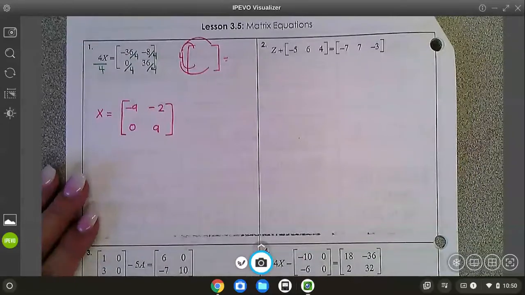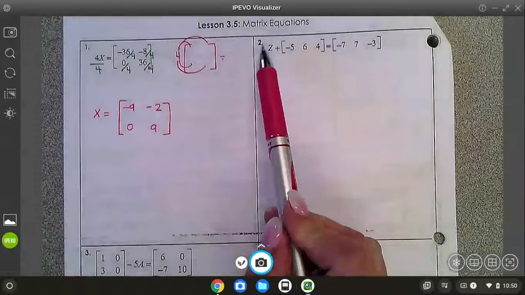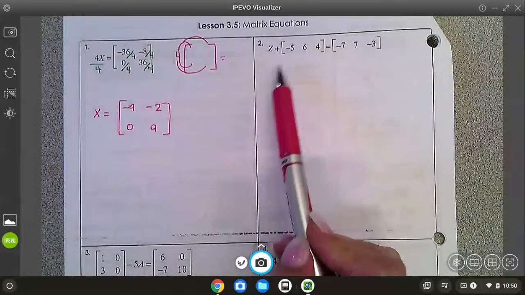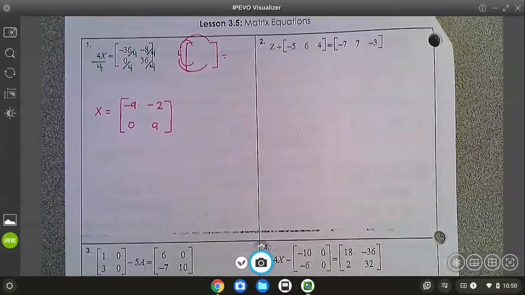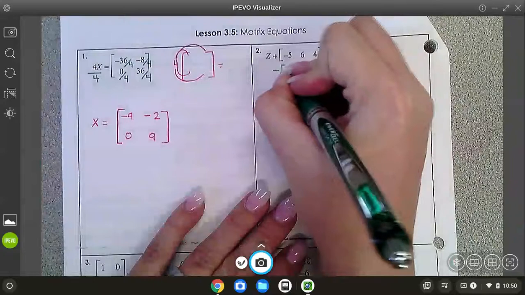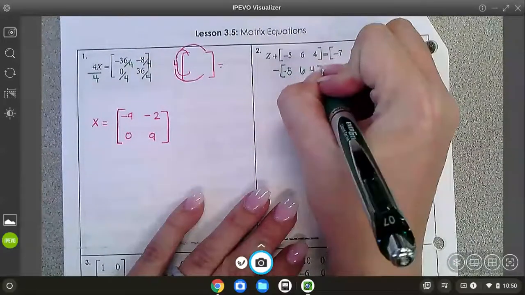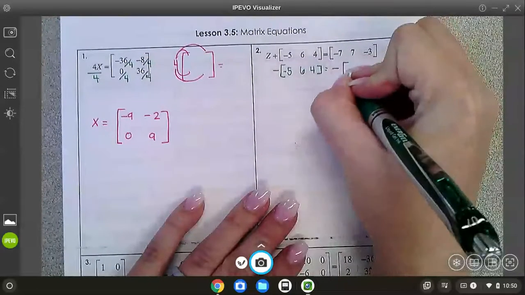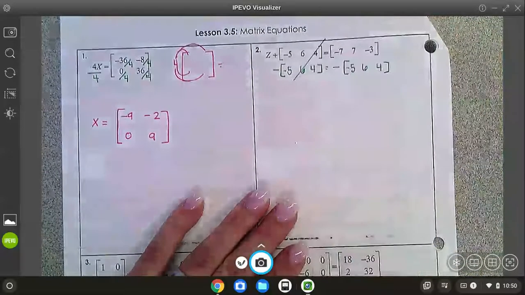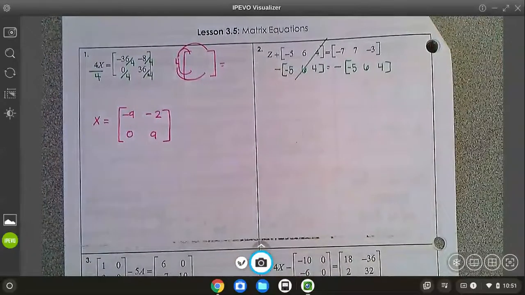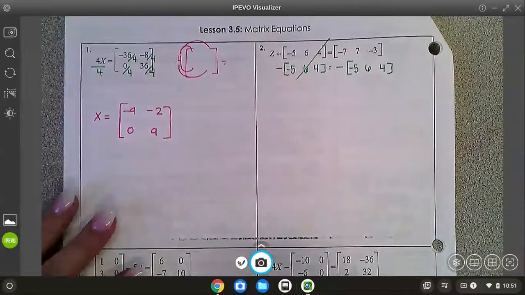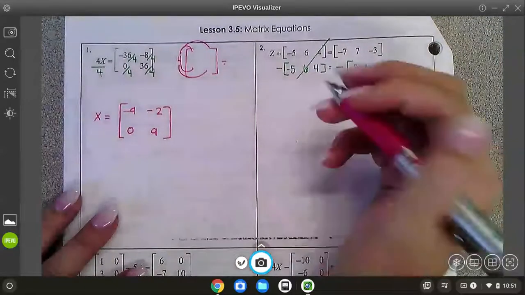So number 2, we have z plus a matrix. So how would I get z by itself? We're going to subtract the matrix. So we're going to subtract this matrix from both sides. Like those would cancel. Like if we had z plus 5 equals 7, okay, we would subtract 5. So z equals.